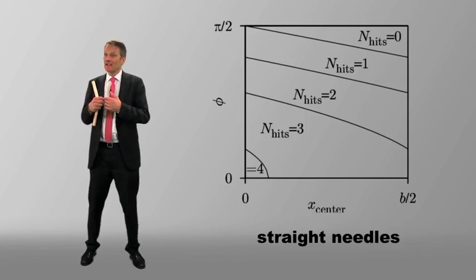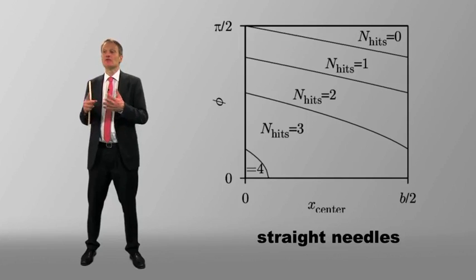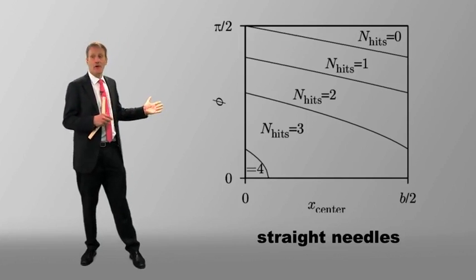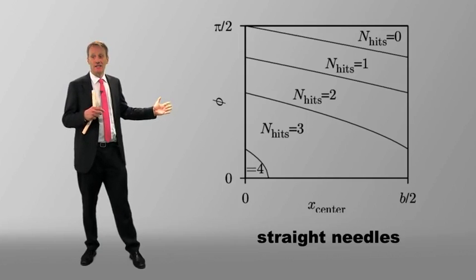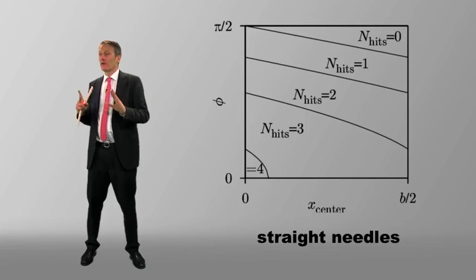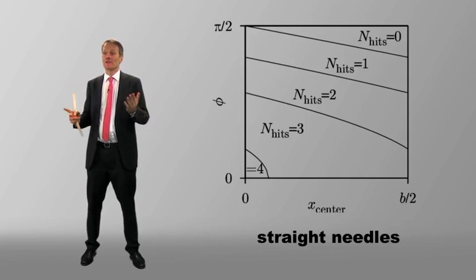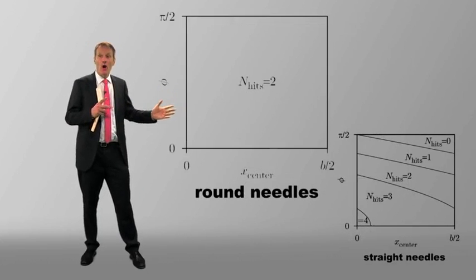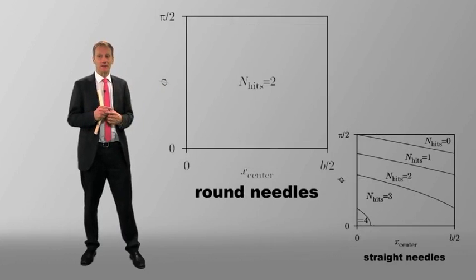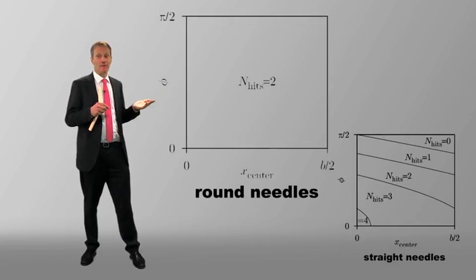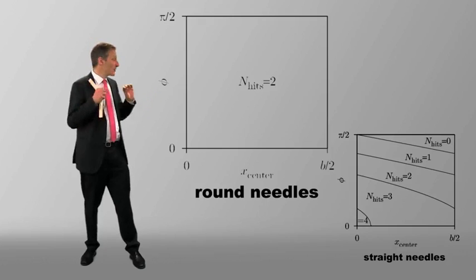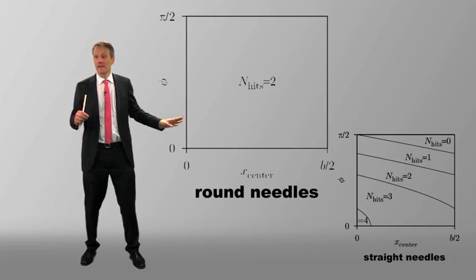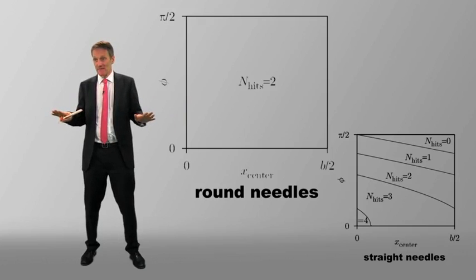And we find that the mean number of hits is equal to 2. This would be quite a complicated calculation if we did it ourselves, and quite a complicated Monte Carlo simulation because we would have a lot of fluctuations. Now let's look at the landing pad of the round needle experiment. Again, we have the variables x and phi, and the number of hits is 2 everywhere. We have no fluctuations, and the outcome also is 2.